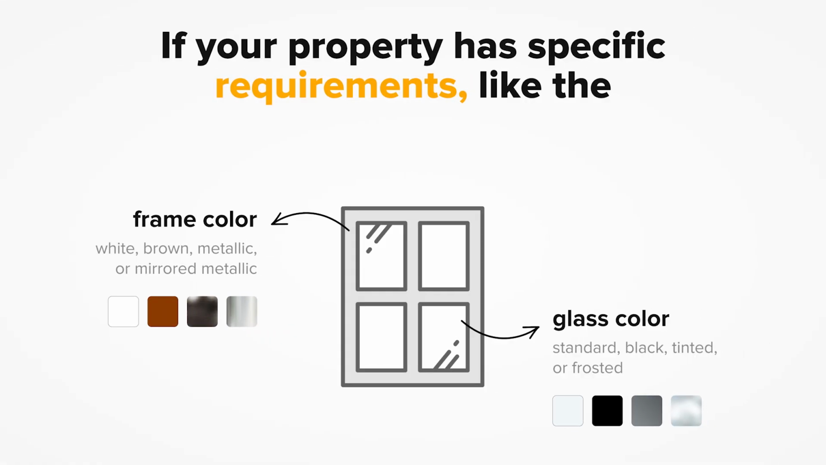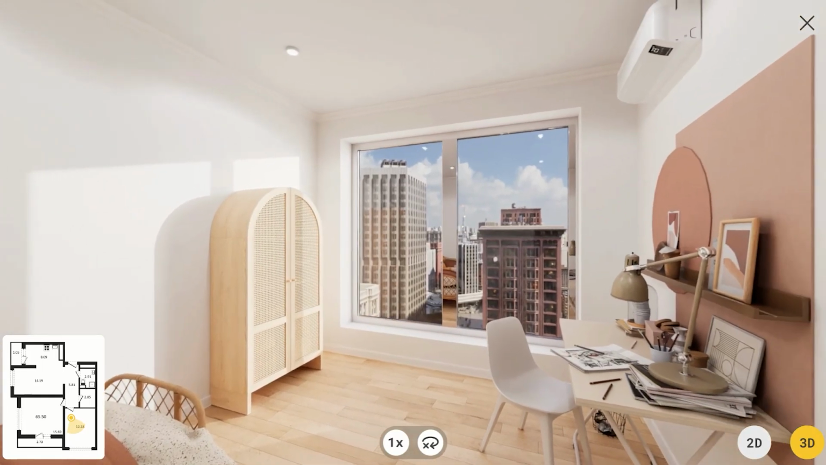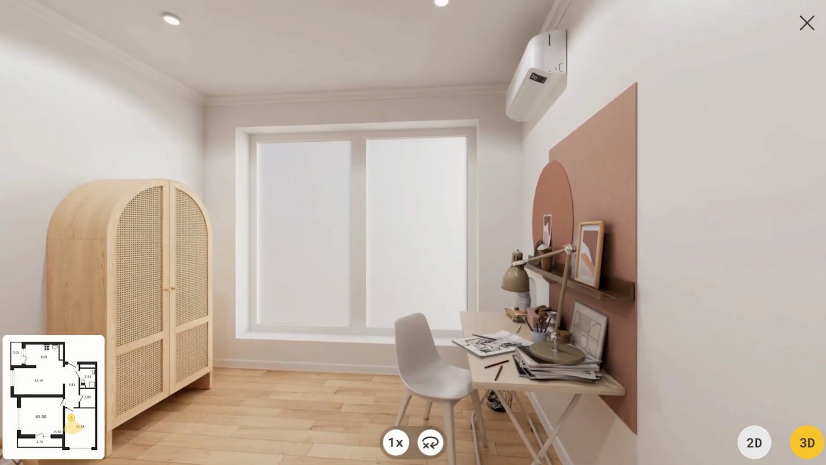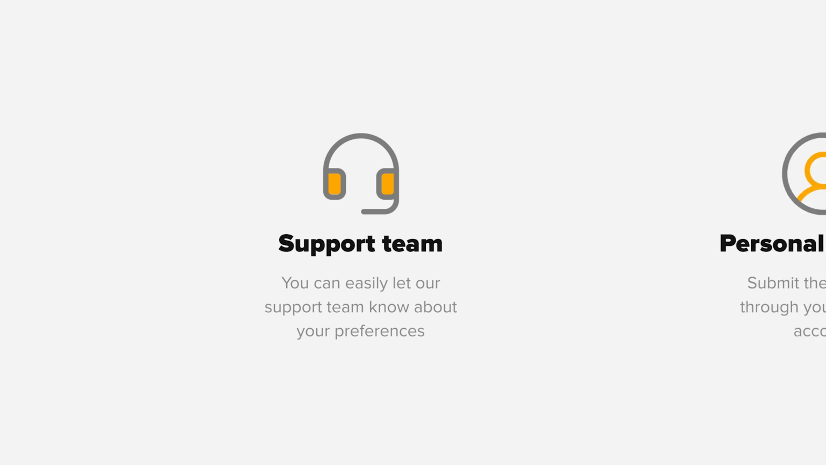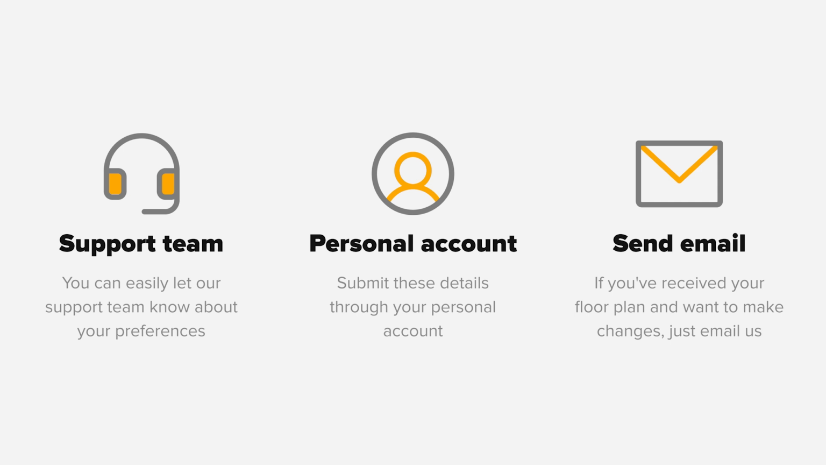If your property has specific requirements, like the frame color, white, brown, metallic, or mirrored metallic, or the glass color, standard, black, tinted, or frosted, you can easily let our support team know about your preferences for the window frame and glass color. Or you can submit these details through your personal account. If you've already received your floor plan and want to make these changes, just email us. We'll update your 3D floor plan with these modifications and send it back to you.